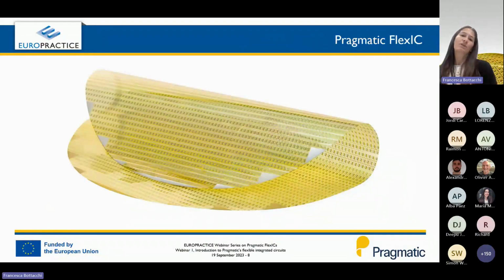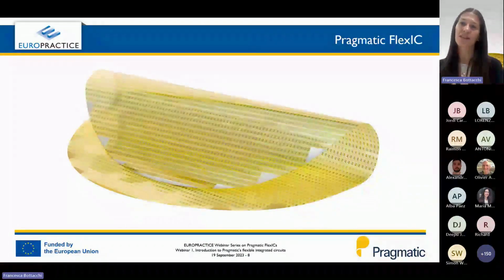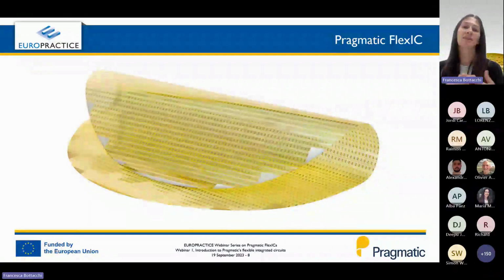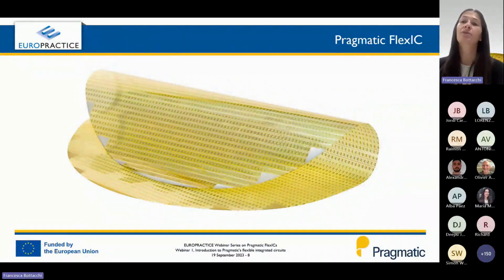So let's now talk a little bit about Pragmatic. What do we do? At Pragmatic, we manufacture flexible integrated circuits that we call FlexIC. So this is an example of one of our wafers. The whole manufacturing is done on a rigid glass carrier, but at the end of the process, the wafer is released from the glass, and this is the final form factor that you see, extremely flexible and also semi-transparent.